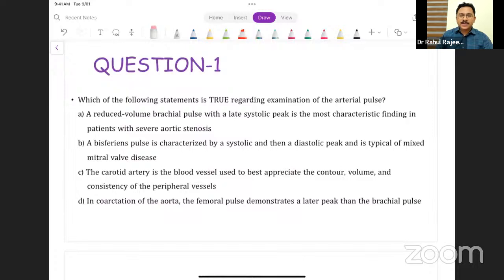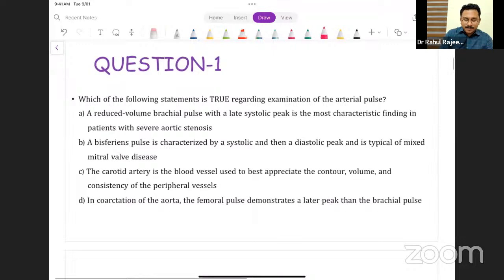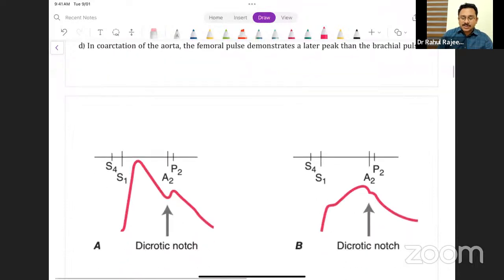examination of arterial pulse? So the true statement is being asked. Let us quickly see each option. The first option says a reduced volume brachial pulse with a late systolic peak is the most characteristic finding in patients with severe aortic stenosis. So the first option is regarding a patient with severe aortic stenosis. In severe aortic stenosis, yes, there is a late systolic peak. There is no doubt about it. There is a late systolic peak.